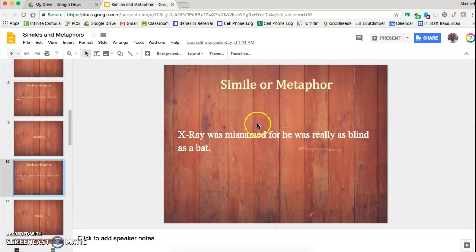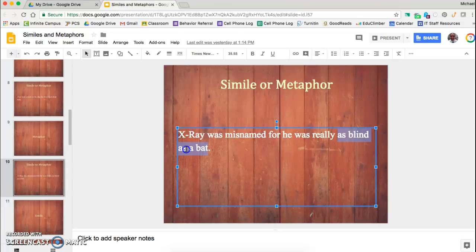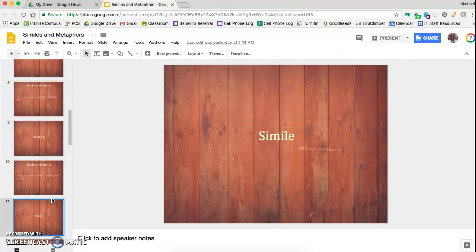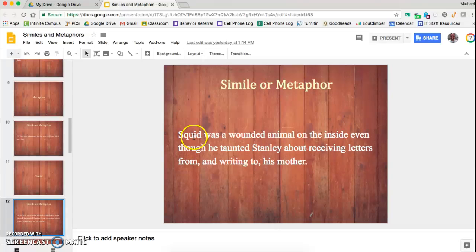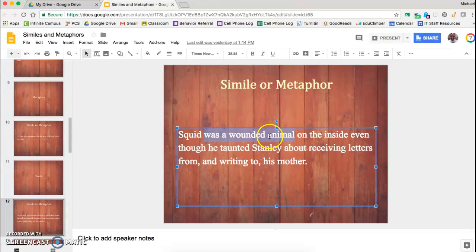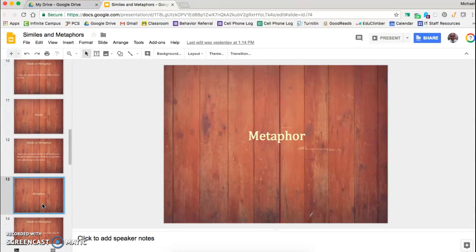X-Ray was misnamed for he was really as blind as a bat. Again, you see the word "as" being used. He was as blind as a bat. So since it's using those comparison words, "as," this is an example of a simile. Squid was a wounded animal on the inside, even though he taunted Stanley about receiving letters from and writing to his mother. Here it's saying he was a wounded animal. Again, it's not "like" he was a wounded animal. He actually was one. So it's not using a comparison word. So we would consider this one a metaphor.